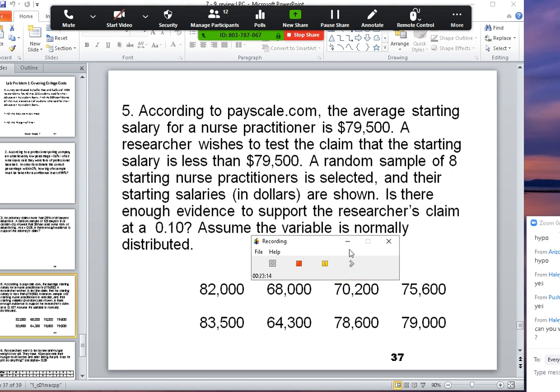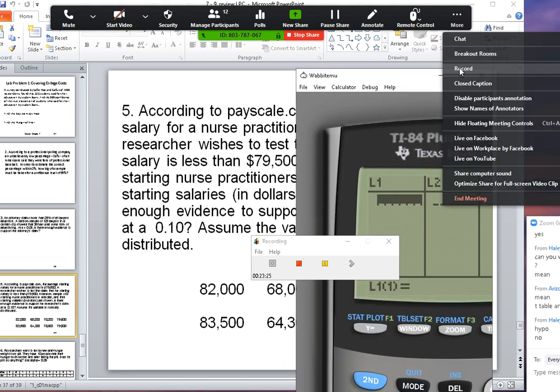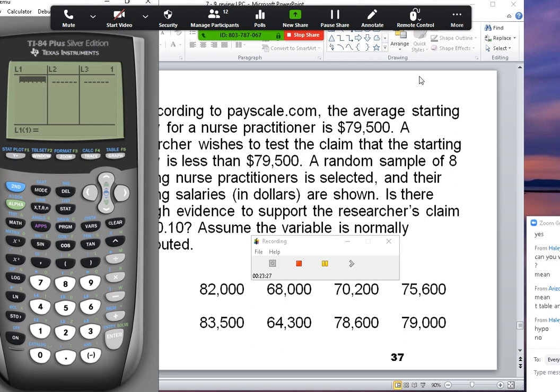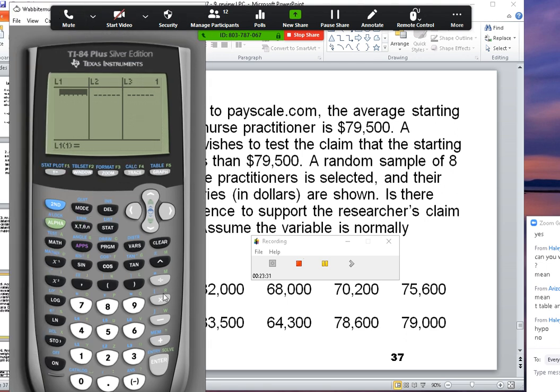Good. So it's a mean, but I didn't give you X bar. I gave you a bunch of numbers. I expect you to find X bar. So you've got to bust out your calculator. Hopefully this doesn't freeze on me. And you need to do stat, edit, go to your list and type these numbers in.